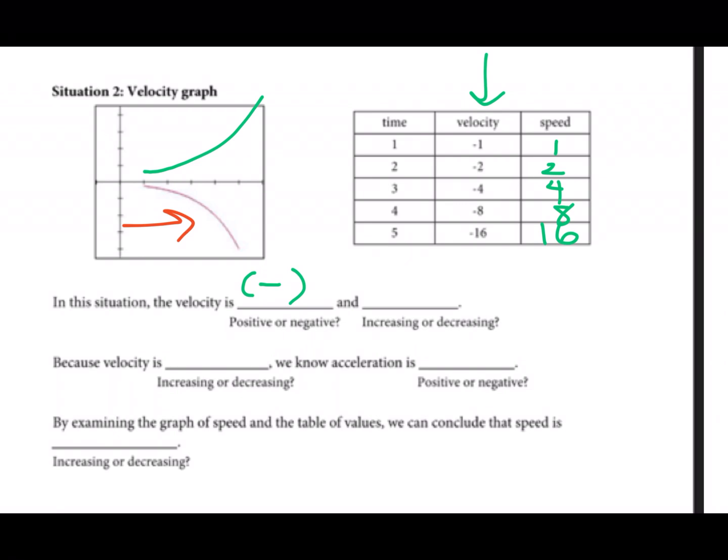Is it increasing or decreasing? It's falling, so it's decreasing. Okay, because the velocity is decreasing, we know acceleration is the derivative of velocity. So when a function is decreasing, its derivative is negative. Okay, now let's look at the graph of speed.